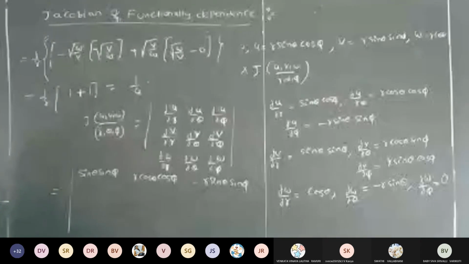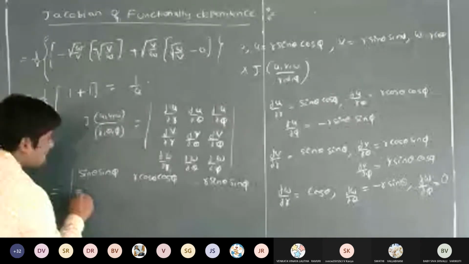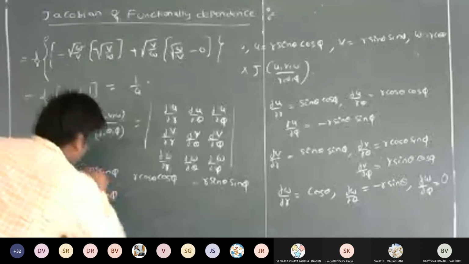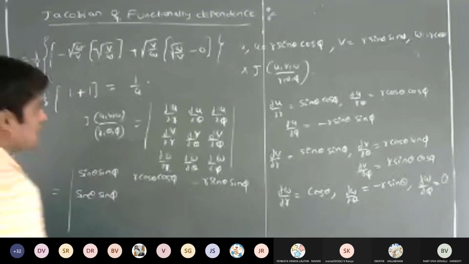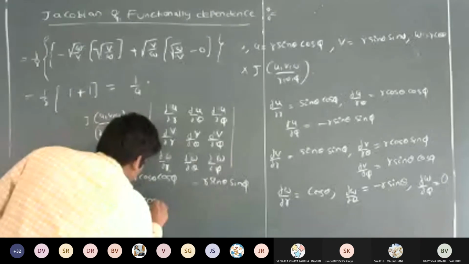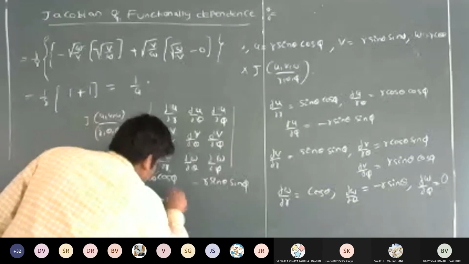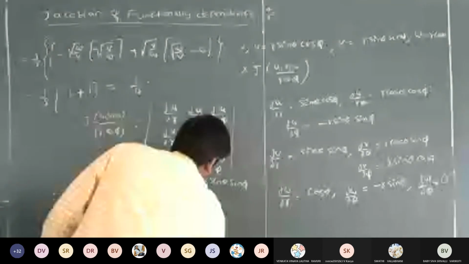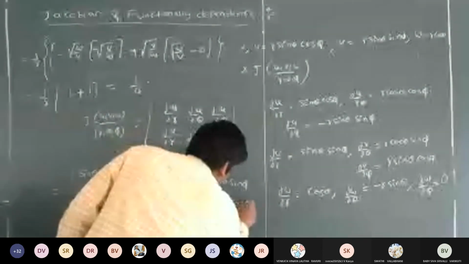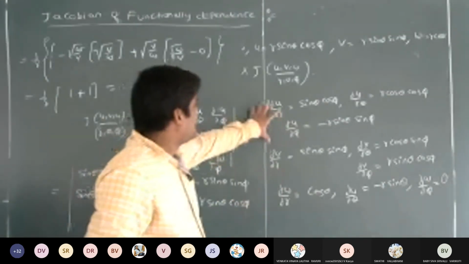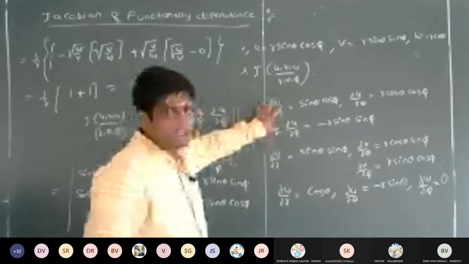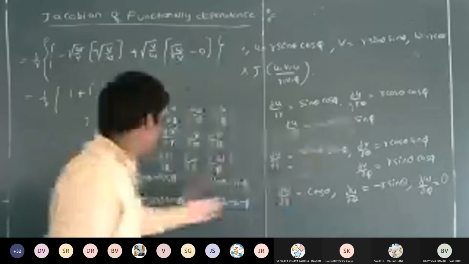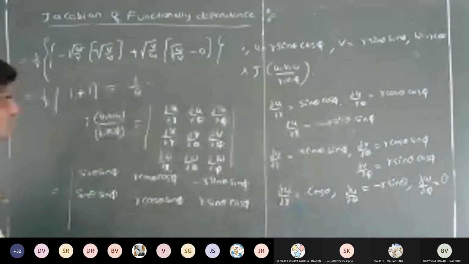So therefore, dou v by dou r. So it is sin theta sin phi. Next, what is the next value? R cos theta sin phi. Next, what is the next value? R sin theta cos phi. First, we have to calculate the partial derivatives in a proper order. Then it is very easy to substitute here. So what is the next value?